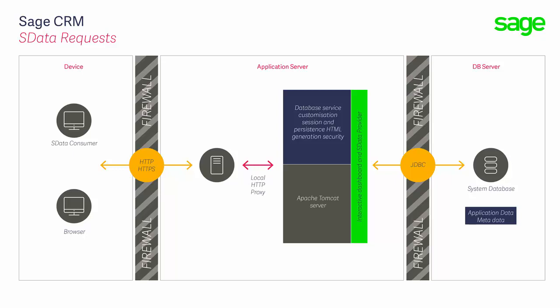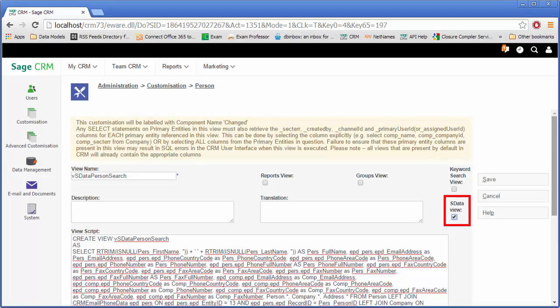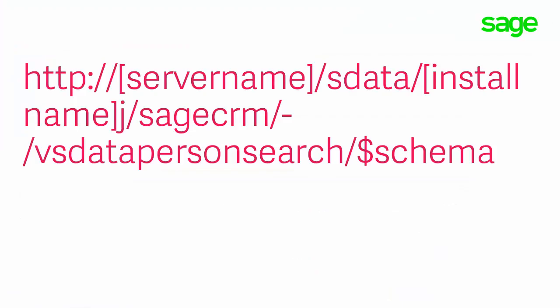Developers working with Sage CRM can control how SData can allow data from custom entities and views to be published to the web by a simple click. The screen that I've shown here shows the creation of a view in the context of the person entity. The view is a new view and is called SData Person Search and has been marked as available to SData. The view, once exposed to SData, can be accessed. This URI is a request for its schema.